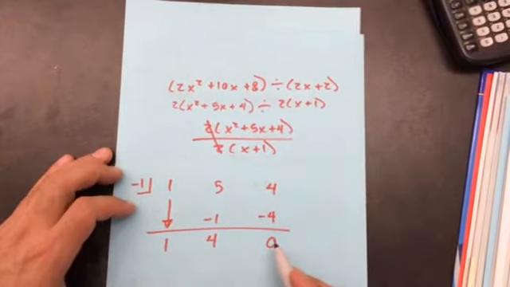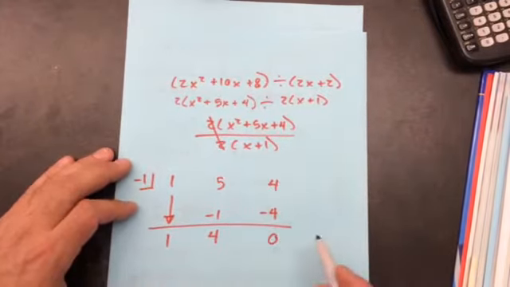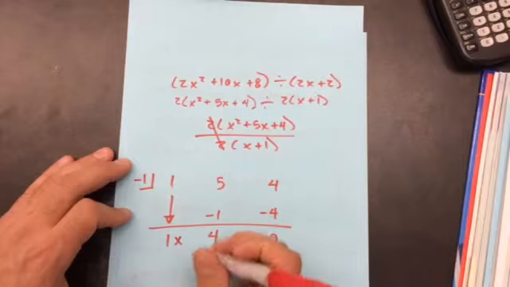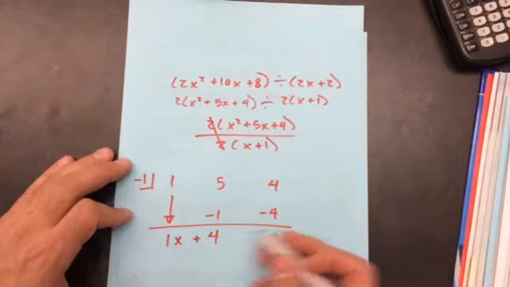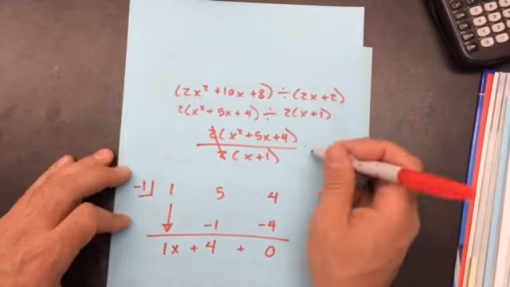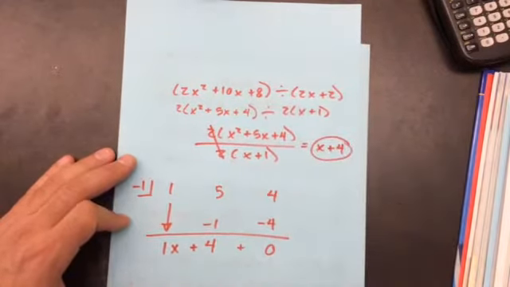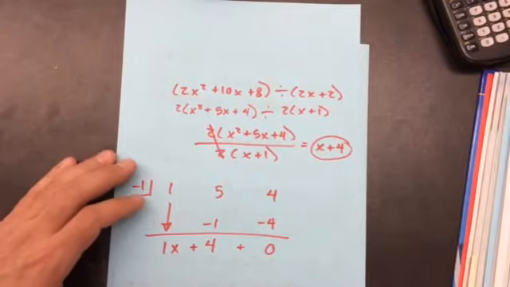This 0 right here means that I don't have a remainder. We're going to put our variables back in with one less exponent. So this one started x squared, so now it's going to be x plus 4. This would be the remainder, but there's nothing there. So the solution to this is x plus 4. And that's the answer, okay? I'll do a couple more of those guys.